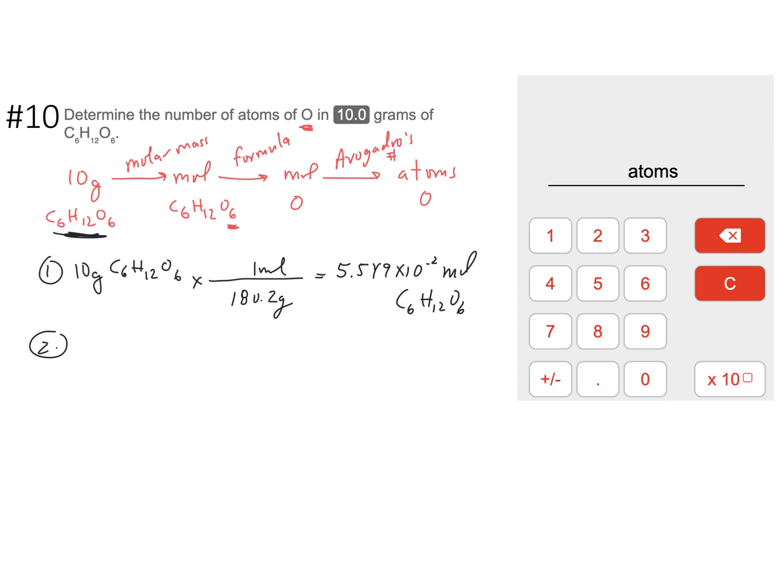Step 2, I'm going to go to the formula to see that for every one molecule of glucose, we have 6 oxygens in that. So I'm going to have 6 times as much oxygen. So 6 oxygens for every one of the glucose molecules. So multiply that by 6.